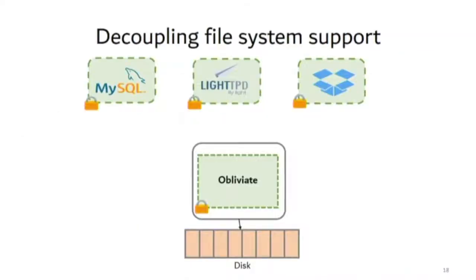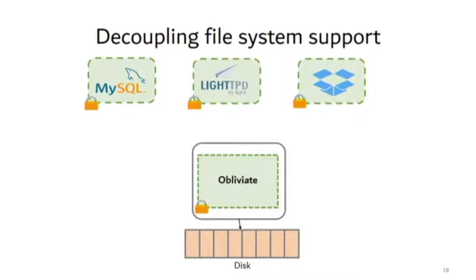So the first point of Obliviate, the first point of this file system, is that, as with all legacy file systems in Linux and Windows, we're going to decouple the file system support from the enclave application. We don't want the application to be handling the files on its own, because the whole point of having the operating system handle all these file system calls for you is so that the program developer doesn't really have to bother about all this stuff.